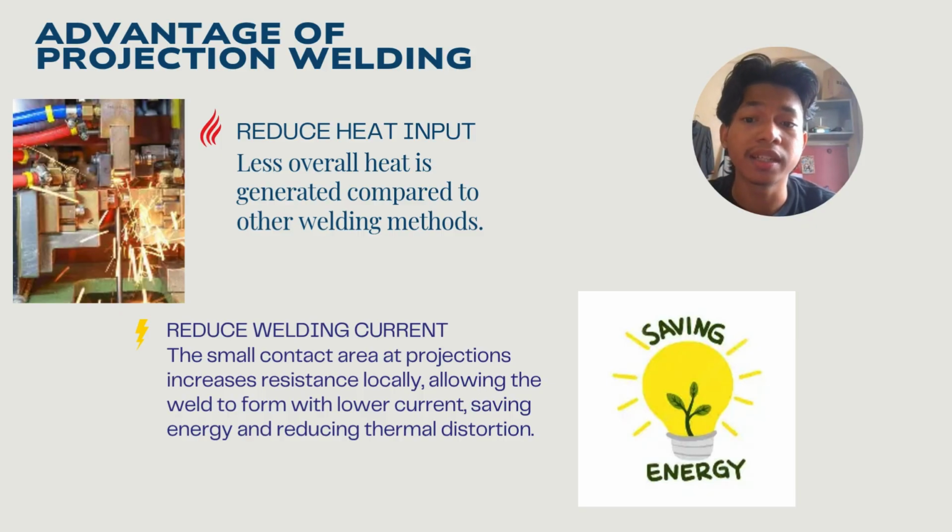And lastly, for the fourth one, projection welding can reduce welding current because the projections localize the welding current to small areas. Less current is required to produce a strong weld. This makes the process more energy efficient and reduces wear and tear on the welding equipment.